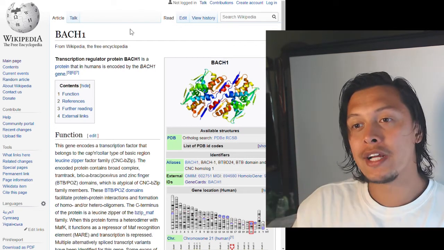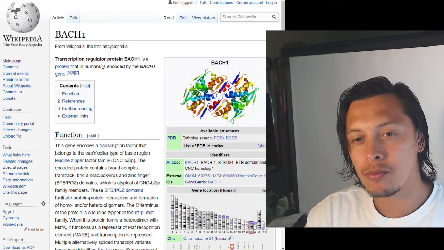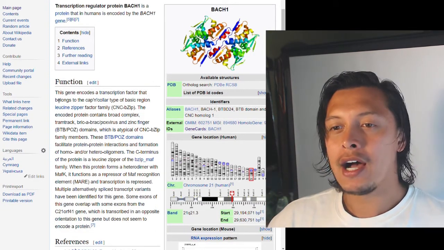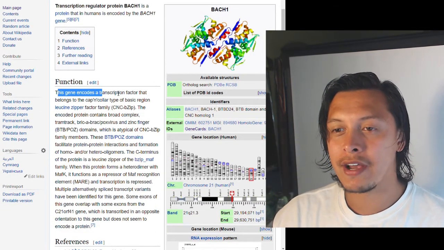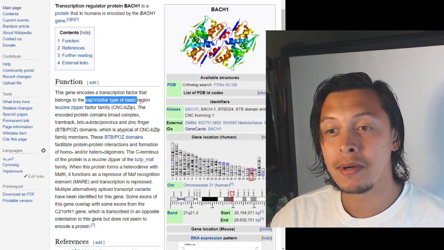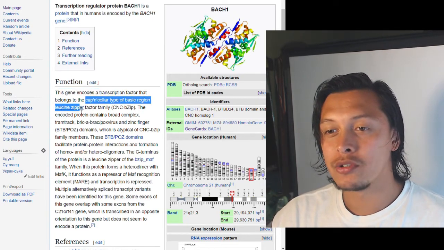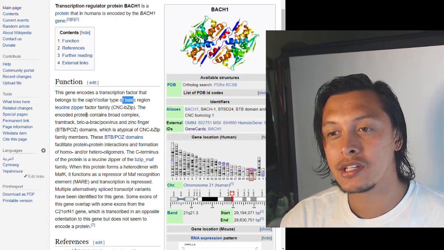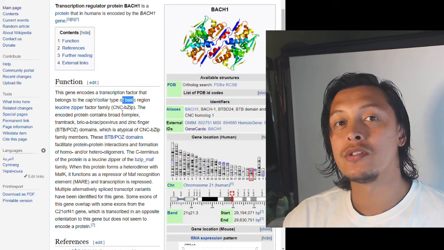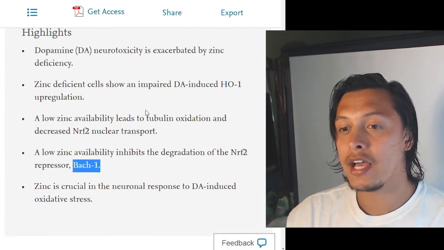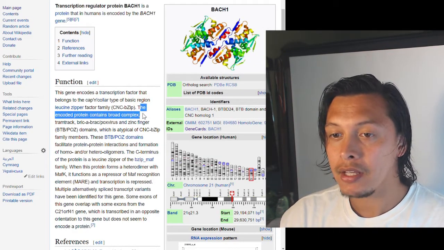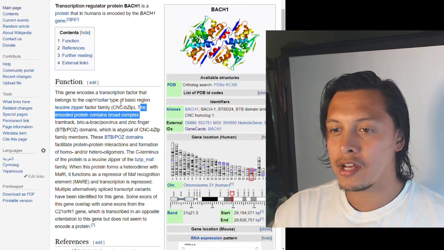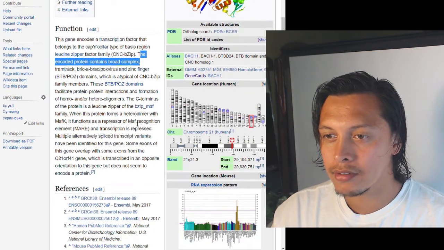So this is a transcription regulator protein as well. So it is also a transcription factor in some way. This gene encodes a transcription factor that belongs to the cap and collar type of basic region leucine zipper factor families. Remember, basic region leucine zippers, or BZips, was also what NRF2 was. The encoded protein contains broad complex, this stuff is not too important.